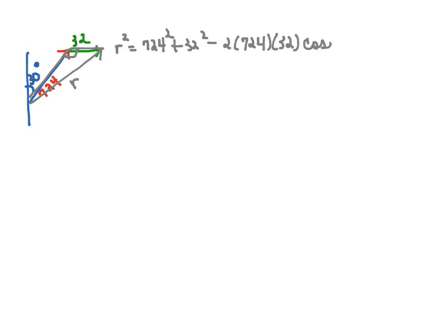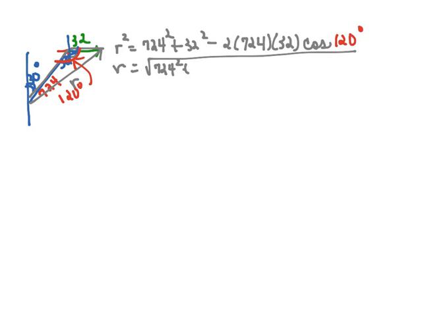So if we think about a north-south line here, if this angle is 30 degrees, this angle would have to be 30 degrees. This little angle would be 90. So altogether, this angle would be 120 degrees. So we're going to take the cosine of 120 degrees. So r is going to turn out to be the square root of all this: 724 squared plus 32 squared minus 2 times 724 times 32 times the cosine of 120 degrees.